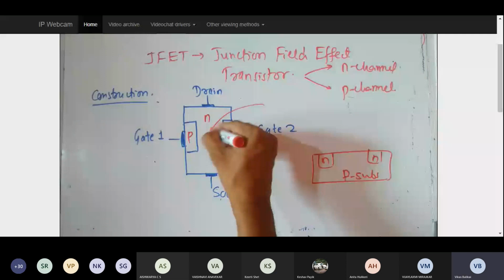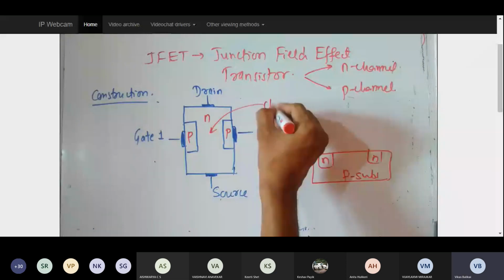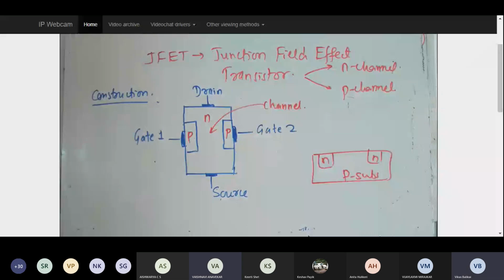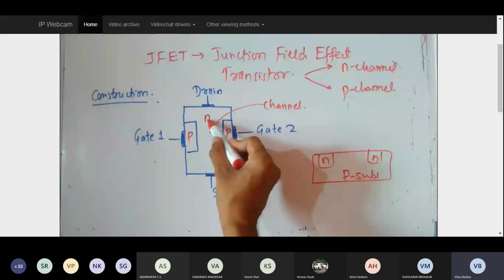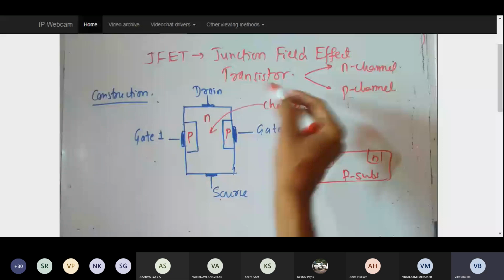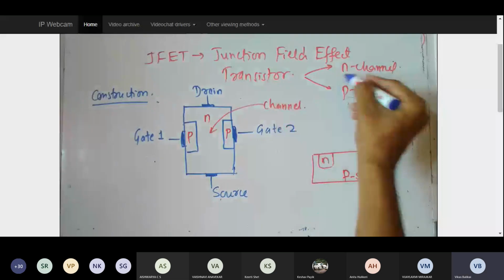Tell me, what is the channel made up of? Whether the channel is made up of N-type material or P-type material? This middle portion is the channel, and in that channel, N is already present. So the channel is made up of N-type material. Hence, this is your N-channel JFET.